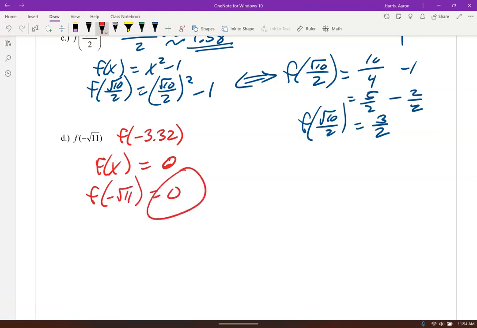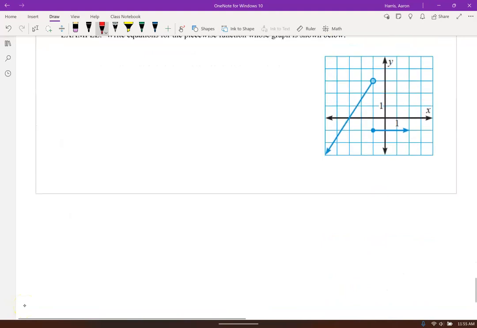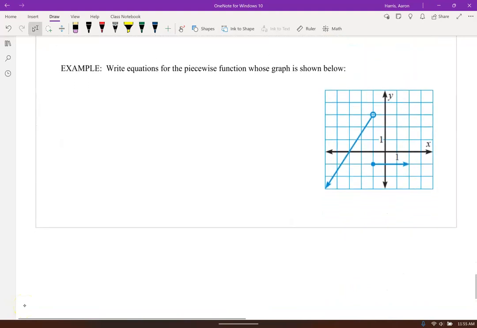So it's got to end up being 0, right? All right, our last one, we're going to take a look and write an equation for the piecewise defined function whose graph is this one. So let's look at this one first on the left there.